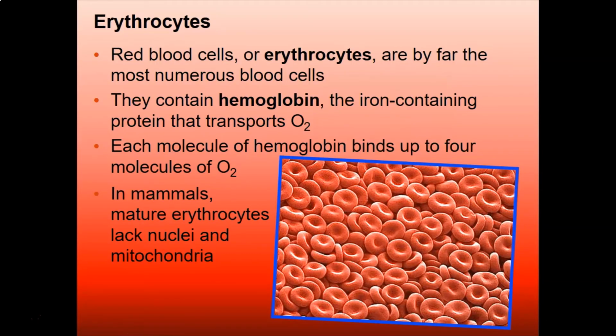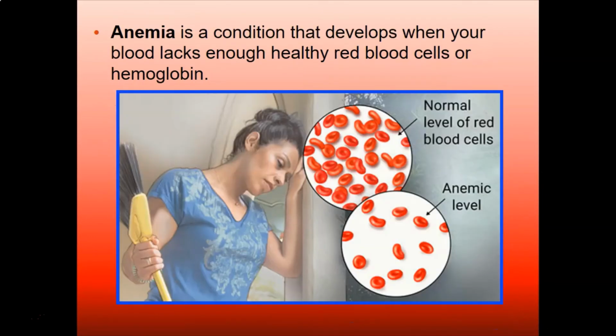Okay, so what about if you don't have enough healthy red blood cells? Well, then you have something called anemia, and a lot of you might be anemics, right? It's a condition that develops when your blood lacks enough healthy red blood cells or hemoglobin. And this can be a very, very serious thing, like sickle cell anemia, or it can just be something where you need a little bit more iron in your diet, and hopefully your red blood cells will start to replenish themselves a little bit more than they do. Something to keep an eye on.